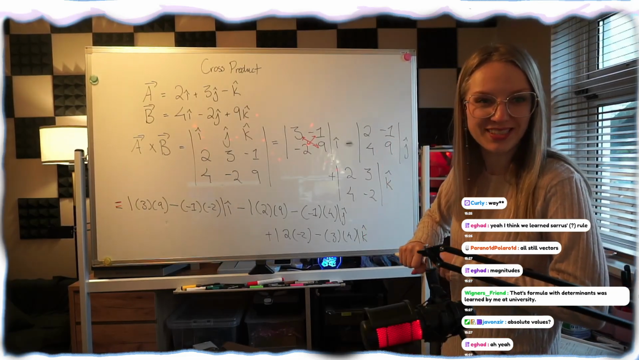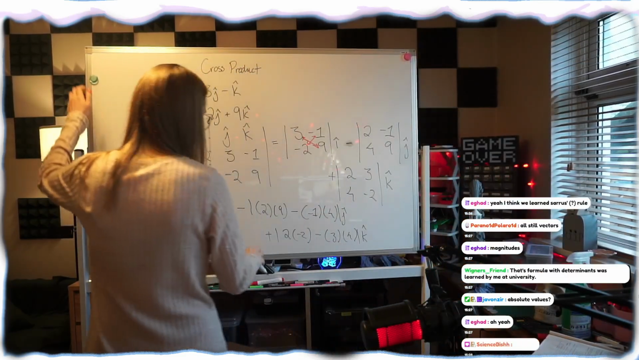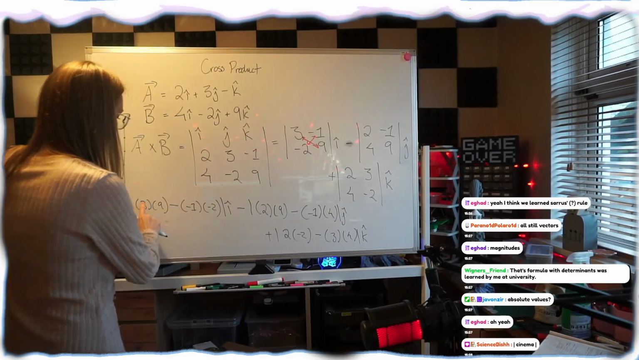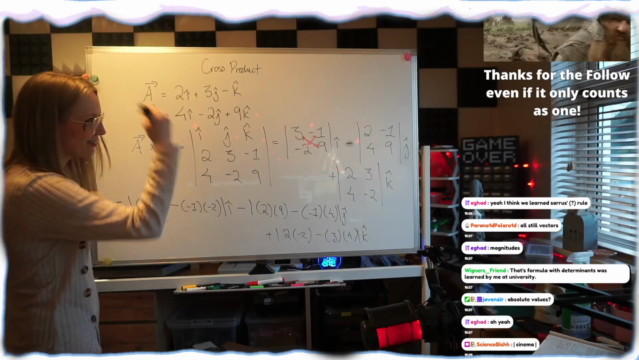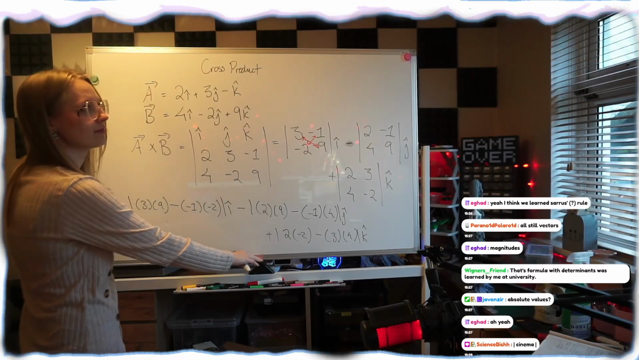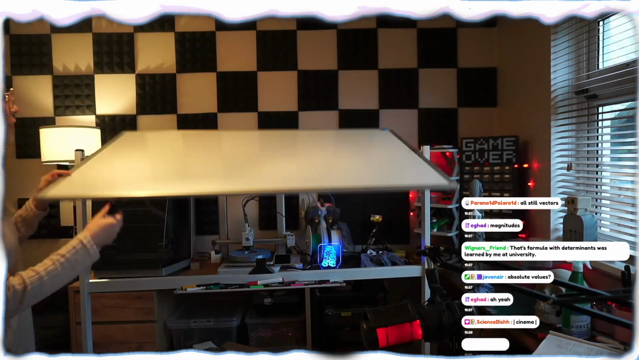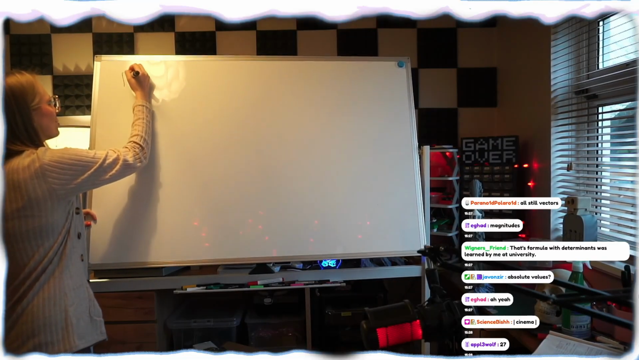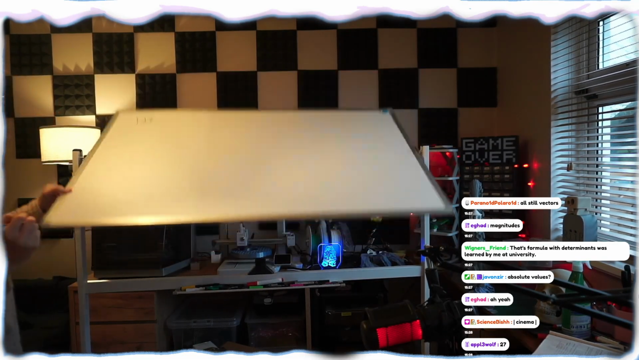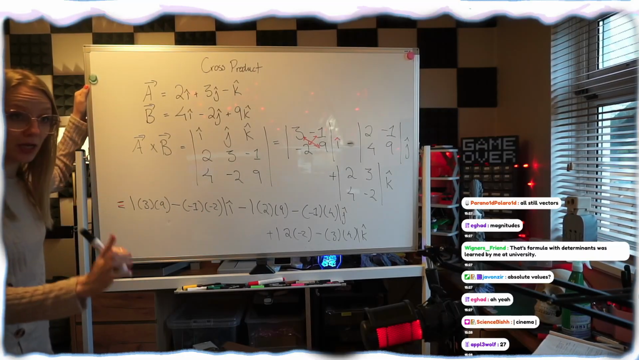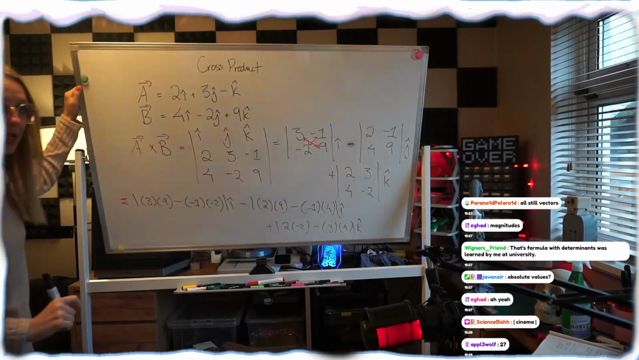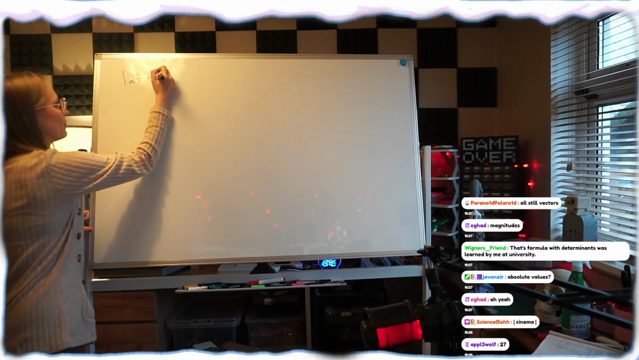Unfortunately I'm running out of space. So what we're going to do is we're going to hop between two boards. So 3 times 9 is 27. Yeah, it is 27. I was questioning myself. 27. -1 times -2 is +2. Another minus, -2.